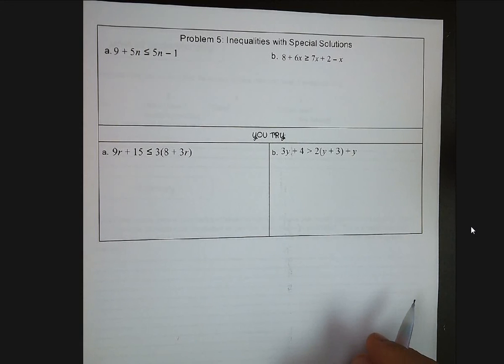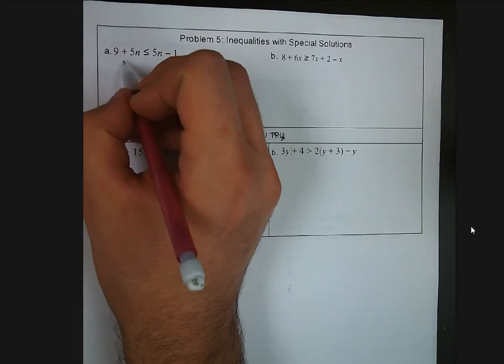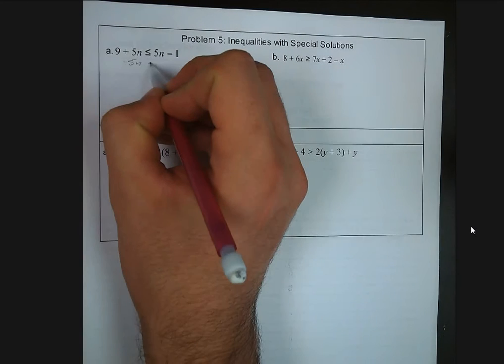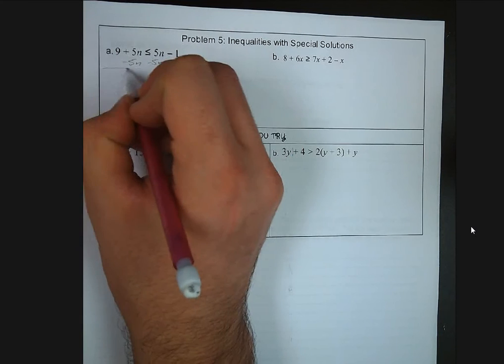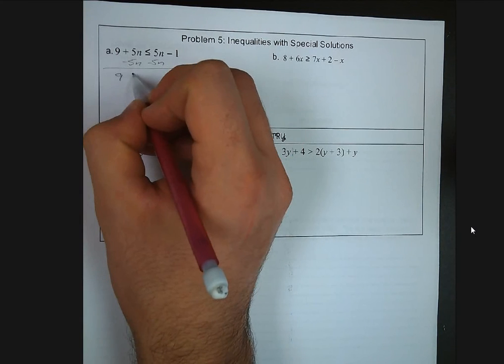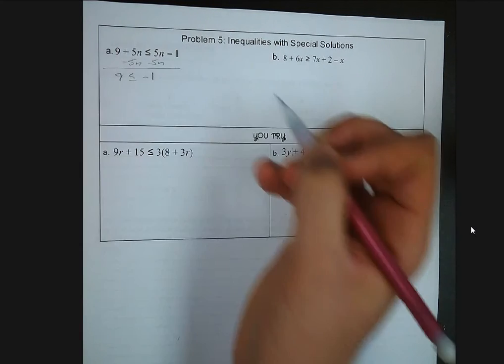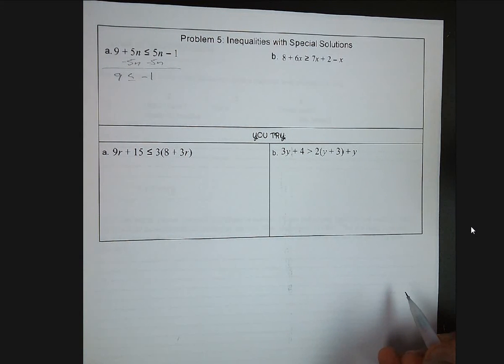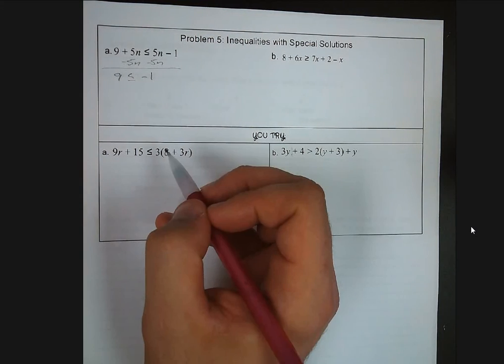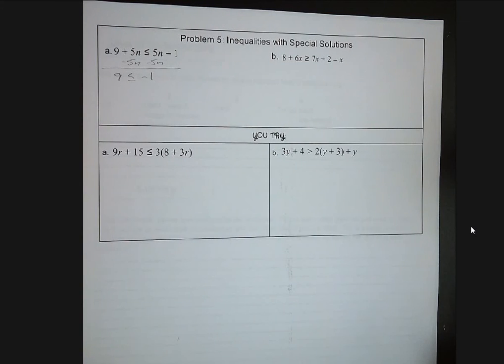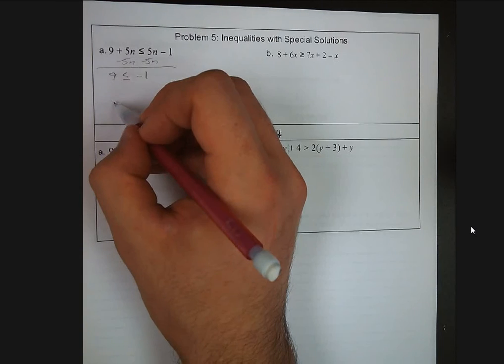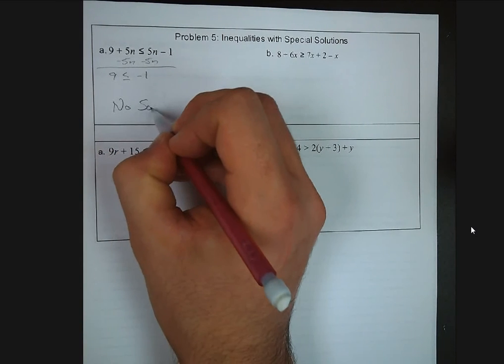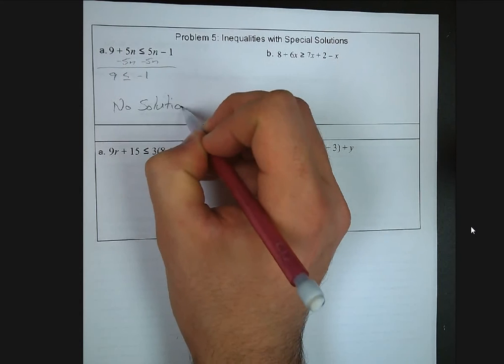So 9 plus 5n is less than or equal to 5n minus 1. So let's subtract 5n from both sides of our equation. Okay, so we've got 9 is less than or equal to negative 1. Is that true? No, not true. So that would be no solution. If our inequality is not true, and there's no variables left, it is no solution.